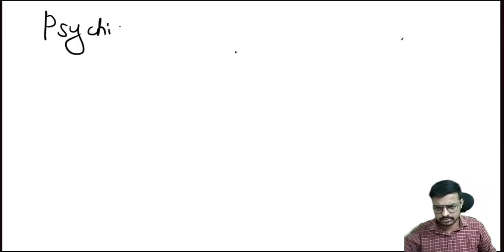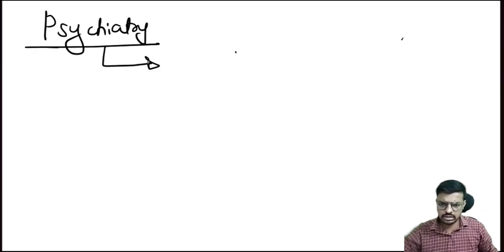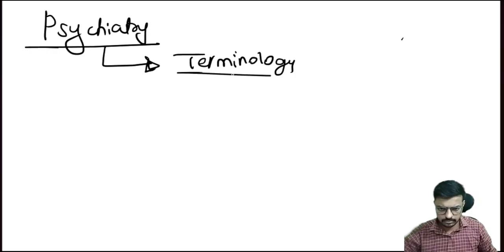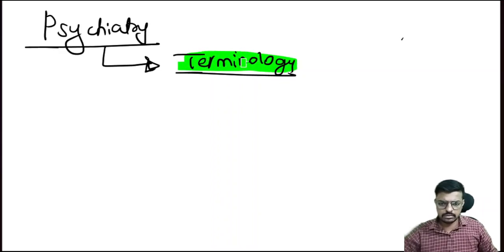In this one, first I'm going to deal with the things which are repeatedly striking from psychiatry. From psychiatry, the thing repeatedly striking is terminologies. In the terminologies, the examiner is repeatedly interested in asking questions like: the patient is not able to initiate activities, so what do we call that?